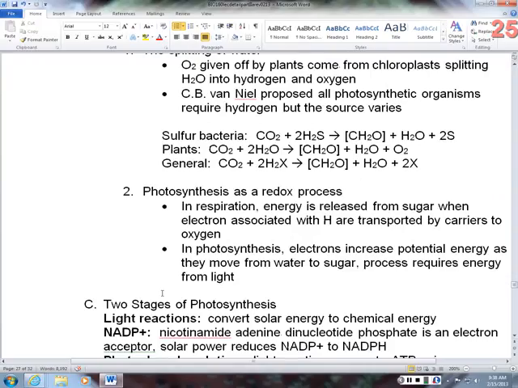It is a redox process, which means you're going to be moving electrons back and forth. In respiration, energy is released from the sugar when the electrons associated with the hydrogen are transported by carriers to the oxygen. In photosynthesis, your electrons are going to increase the potential energy as they move from water to sugar. So it's kind of like you take the reverse of the electron transport chain with the sunlight to harness the energy. In the electron transport chain, we're taking the energy out of it. Sunlight has to harness the energy in the reverse direction of what's going on.